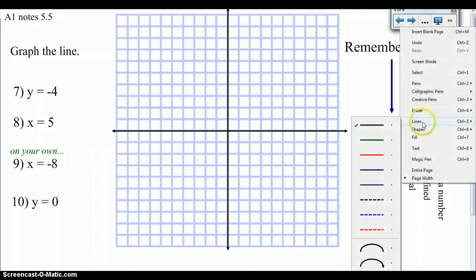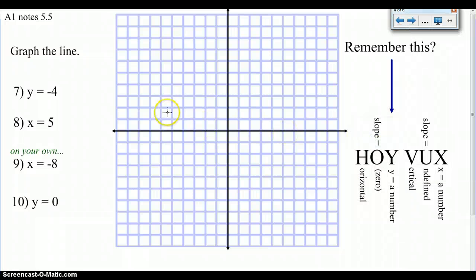So when we look at number 7, I'm going to grab a green line here. It's y equals, that tells me right here, the hoi part of Hoivuk's, that it's a horizontal line. And we know it's at negative 4. 1, 2, 3, 4. So all I really need to do is that. And I'm going to underline this in green so you know which line goes with which problem.